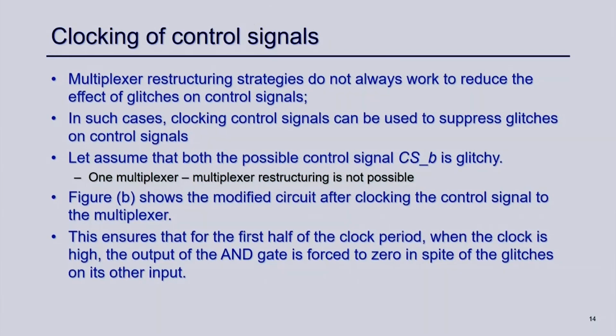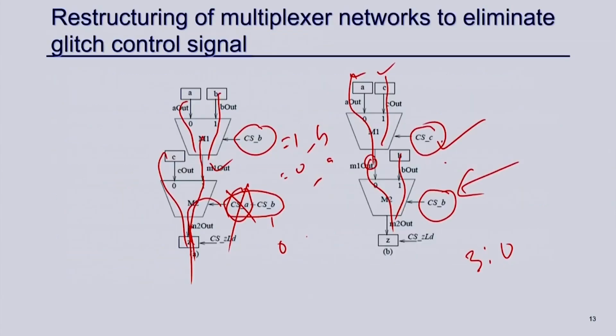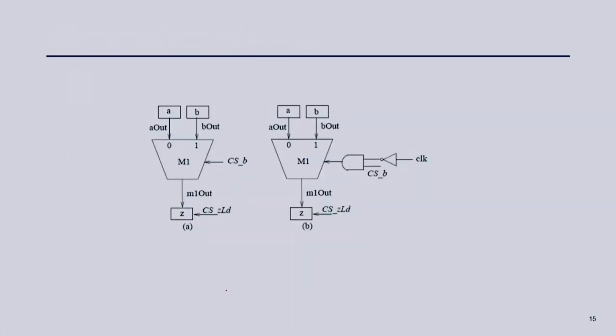So, the next one I will talk about is the clocking of the control signal, right. So far, I tried to remove this CSA because that is a glitchy signal, but there may be a scenario where you cannot remove it, right. For example, here this is a single mux and this is glitchy, right. You cannot remove it because we need a mux. So, what can we do here?